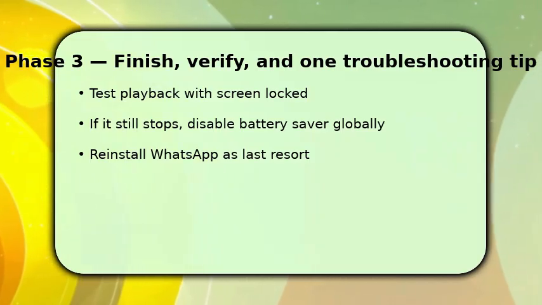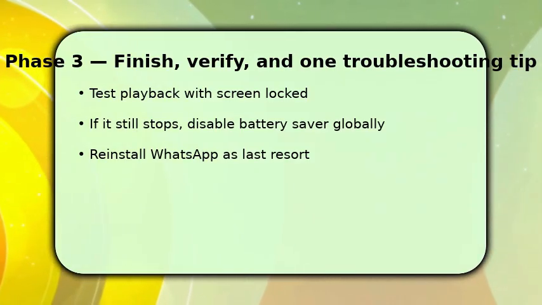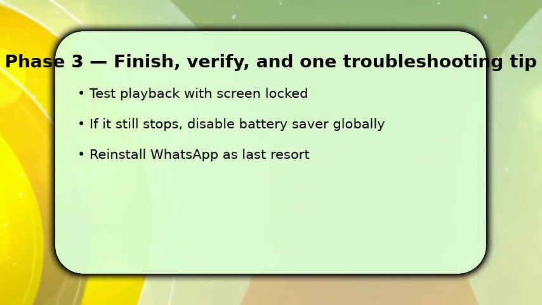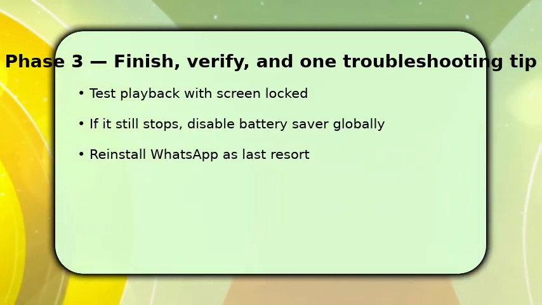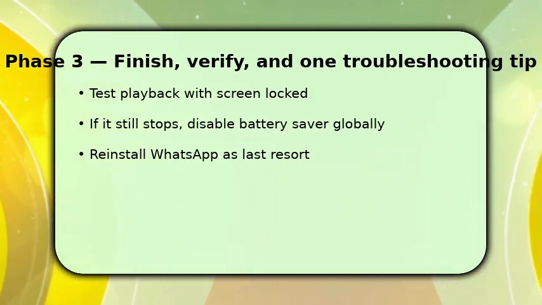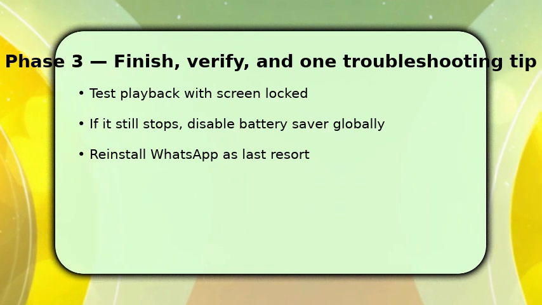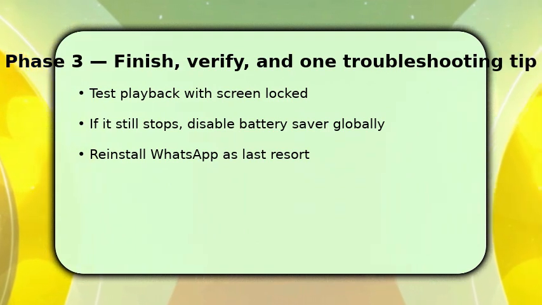If problems persist, reinstall WhatsApp to clear corrupted app state. Troubleshooting tip: if audio halts unpredictably, check for a third-party task killer or manufacturer power manager and whitelist WhatsApp there.